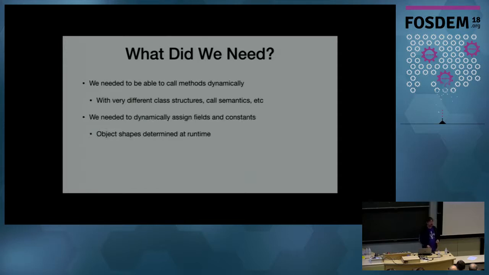We need to be able to dynamically assign fields and constants. In Ruby, you don't declare a whole bunch of fields ahead of time in your object or in your types. It's just when you assign a name, that becomes a new slot in the object. So we need to be able to grow object shapes and access those fields similar to how we would in Java, but going through this other indirection mechanism. And we needed this all to be fast, of course. We could emulate all of these things with reflection and other tricks, but that wasn't really tying well into the JVM and didn't give us the performance that we wanted out of a JVM language.